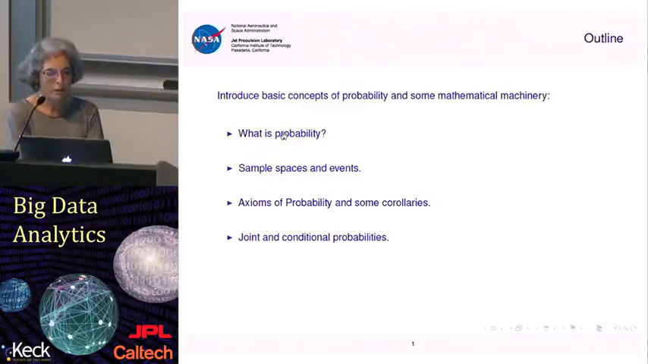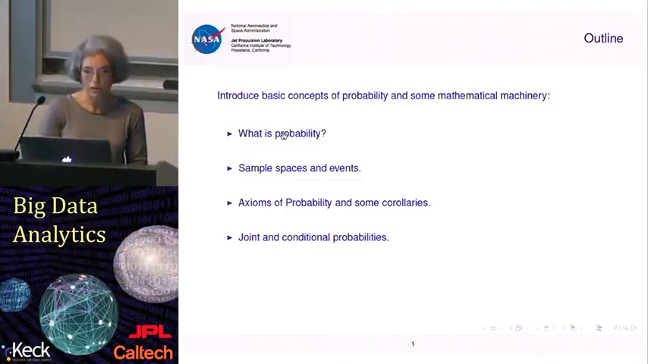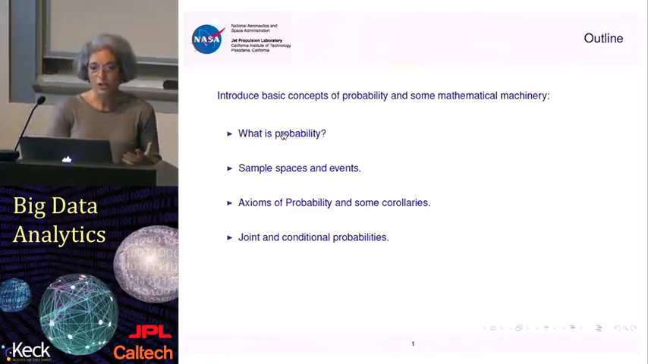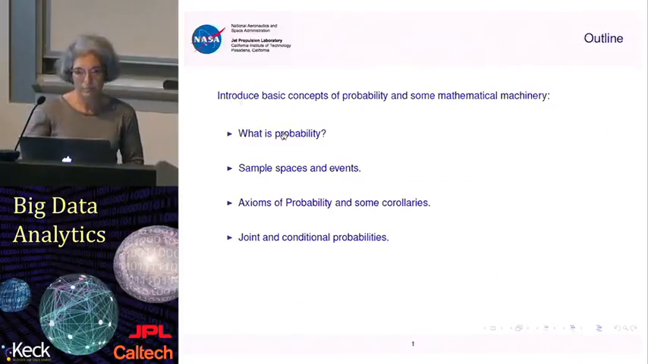I'm going to talk about the following topics: what is probability, sample spaces and events, the axioms of probability and some of the corollaries of those axioms, and joint and conditional probabilities.